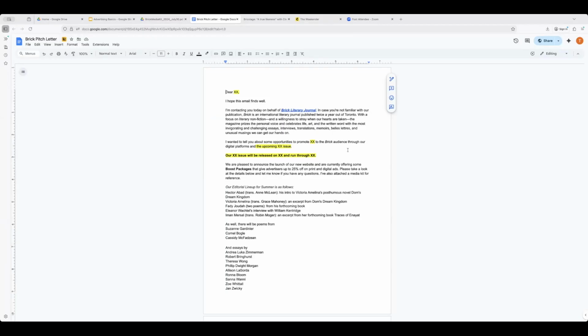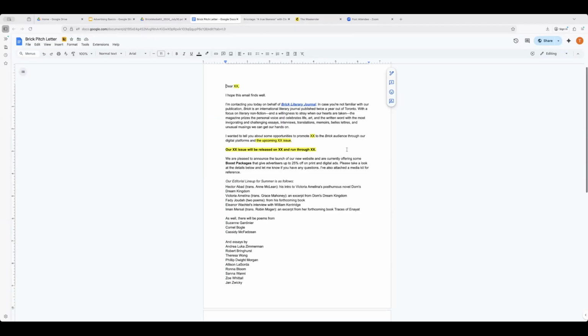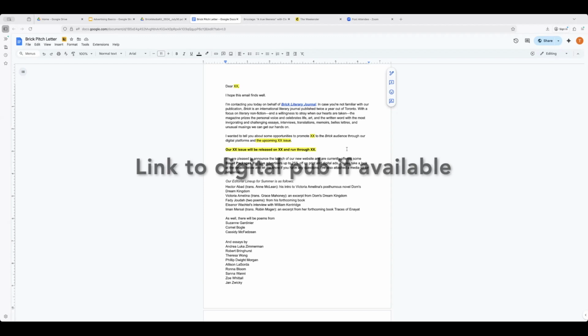And then generally as well with this, I also include a copy of the digital publication if there is one, because you want to approach a pitch letter as if that advertiser hasn't heard of the publication, right? Imagine you were explaining your publication to somebody who was literally from another planet, had never picked up a copy before. It's sort of the introduction to the publication. And so what are all those opportunities?